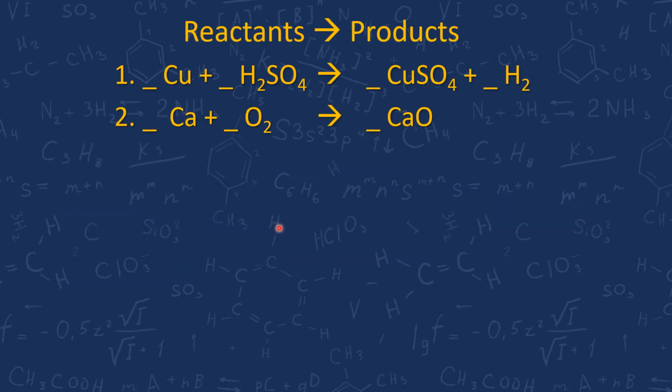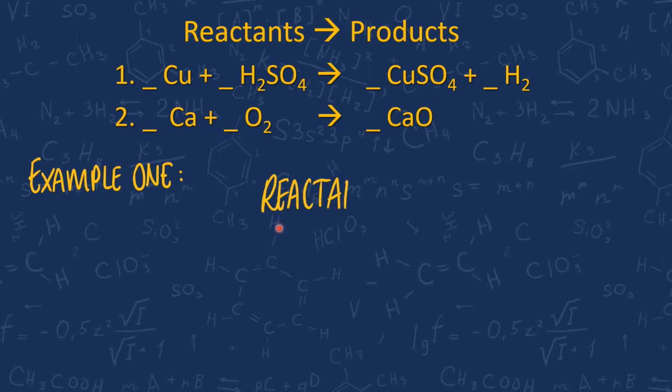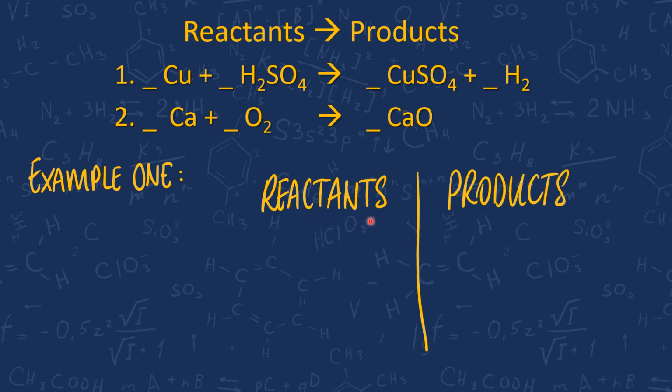Right, first set of examples. So we have 2 equations here, and we are going to go through the first one first. So what I would do for practice is I would do a little table like this. So you write reactants on one side and products on the other. Remember, reactants are always before the arrow, so on the left, and products are always after the arrow, so on the right. So in this example, we will do copper first.